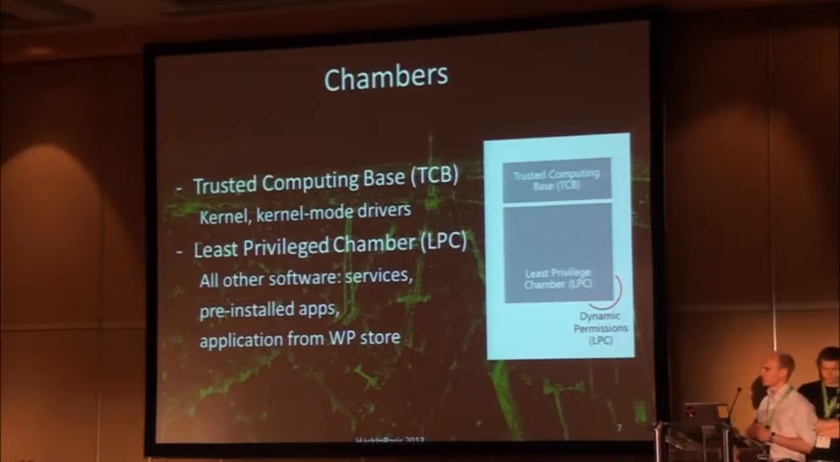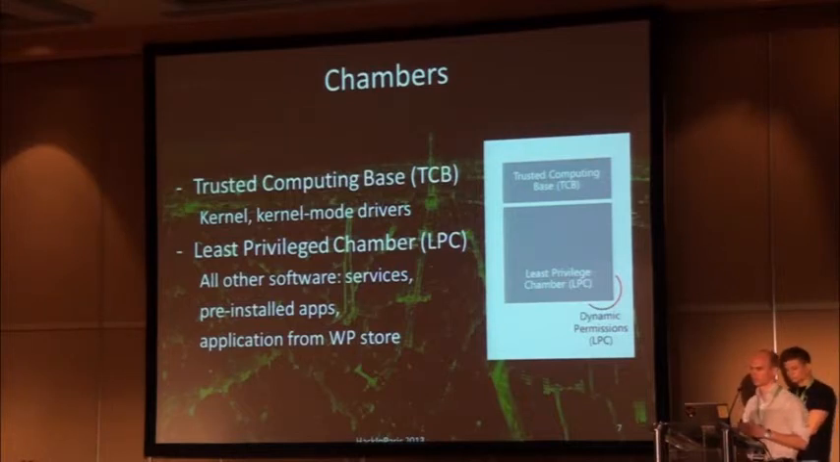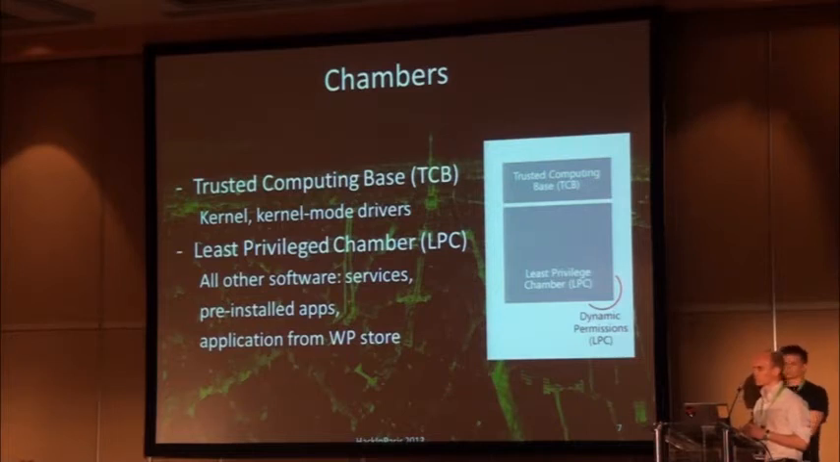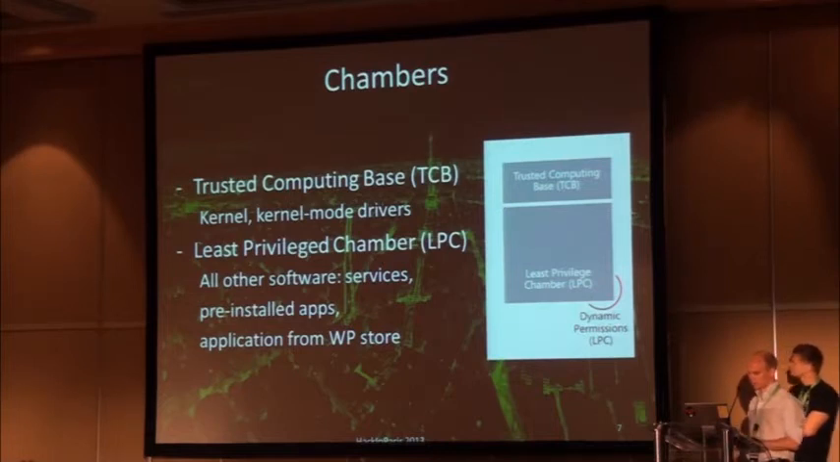The main difference between these two chambers is that Trusted Computing Base has a fixed permission set. Actually, it has a full permission set. It can do anything on the device. And the least privileged chamber has a dynamic permission set. This permission set is based on application capabilities. And when one is configured, the application cannot go outside of these boundaries. It cannot do or access anything that is not allowed. So every application has its own chamber based on capabilities.